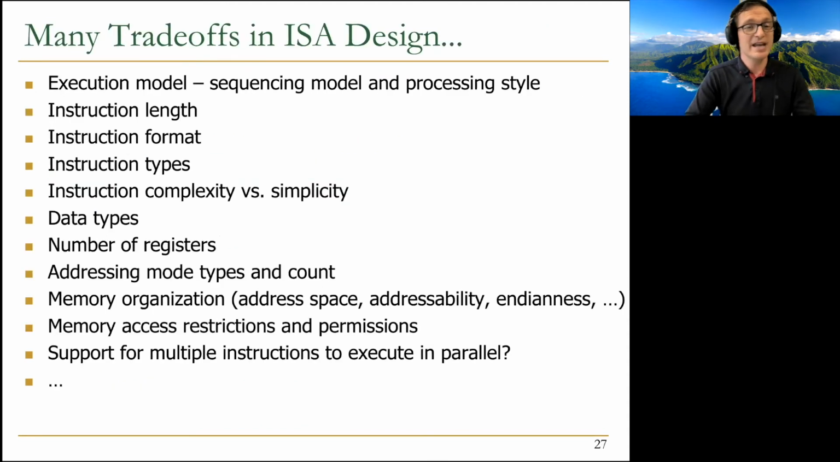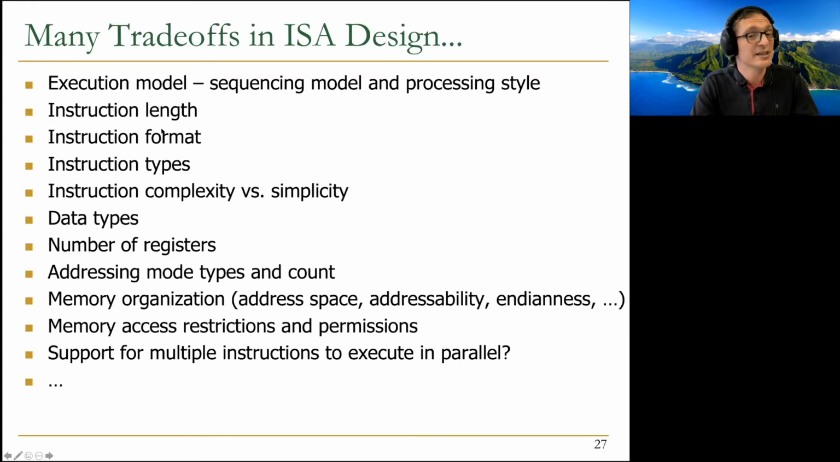Okay, there are many, many more trade-offs in ISA design, which we're not going to cover. Execution model, we're going to get back actually. Even sequencing model and processing style, we assume von Neumann. But later, we're going to see data flow computers, for example. Even that can be questioned and changed. And we're going to talk about the trade-offs.